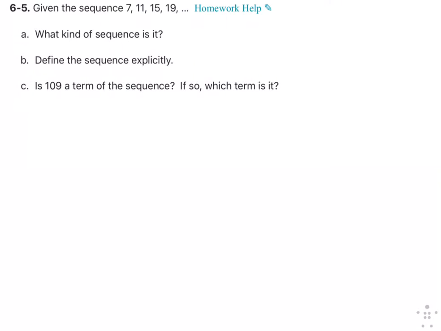Okay, they give us a sequence and they ask us what kind of sequence it is. So let's start with the easiest type and see if it works, right? 7 to 11, I'm adding 4. 11 to 15, I'm adding 4. And 15 to 19, I'm adding 4. So this makes it an arithmetic sequence, right? And if it didn't work with adding, I would try multiplying, right? All right.